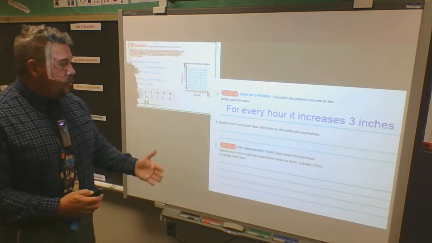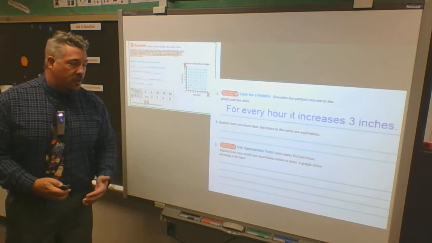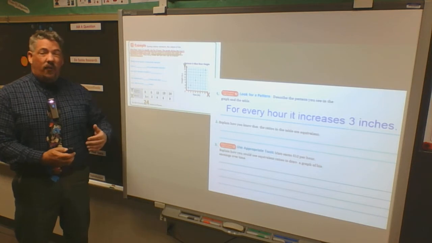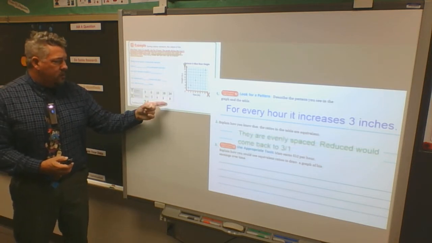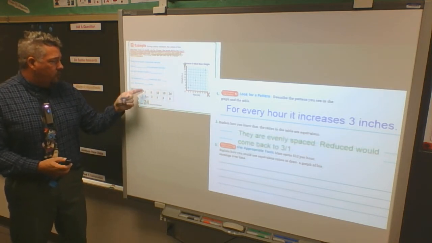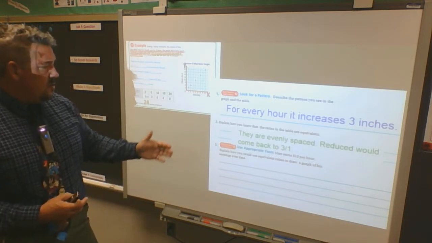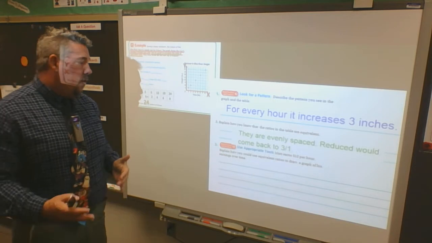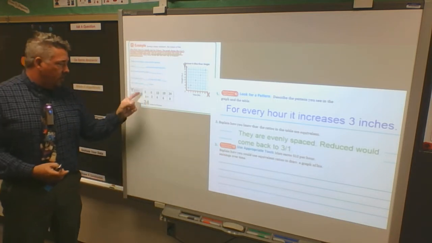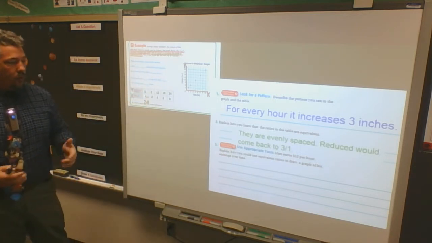Explain how you know that the ratios in the table are equivalent. If I would break those down, every single one of them, and reduce them, they would all break down to 3 over 1, which we just said was our unit rate. So they are evenly spaced, and reduced, they would come back to the original 3 over 1 or 3 to 1.